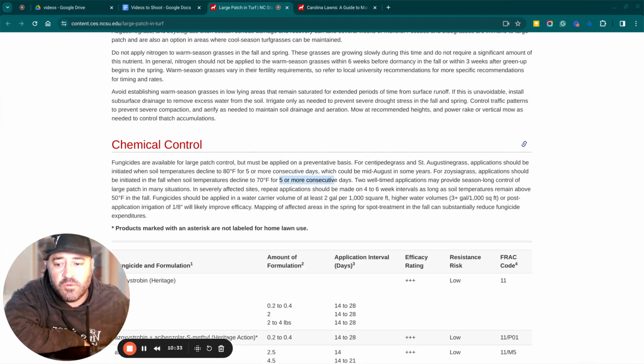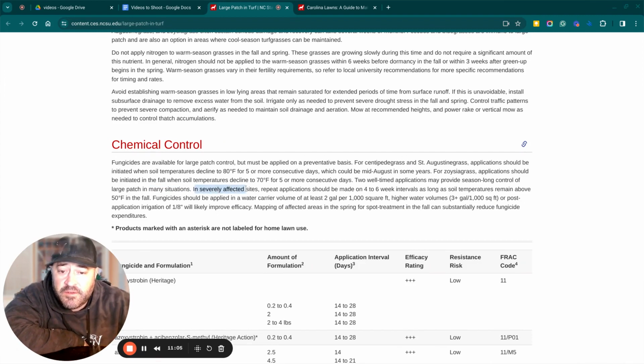28 days later, you want to follow that up with another fungicide application. So 2 well-timed applications may provide, and here's the key right here, it may provide season-long control of large patch in many situations. So what they're really saying is there's no guarantee that you're going to control large patch with preventative fungicides, but you're way better off than doing nothing. You do nothing for several years, it'll take over your whole lawn.